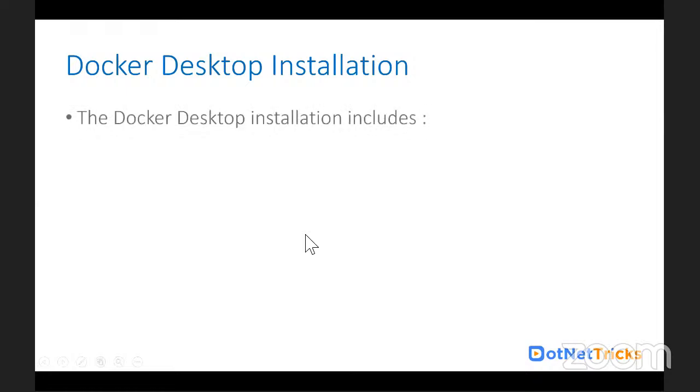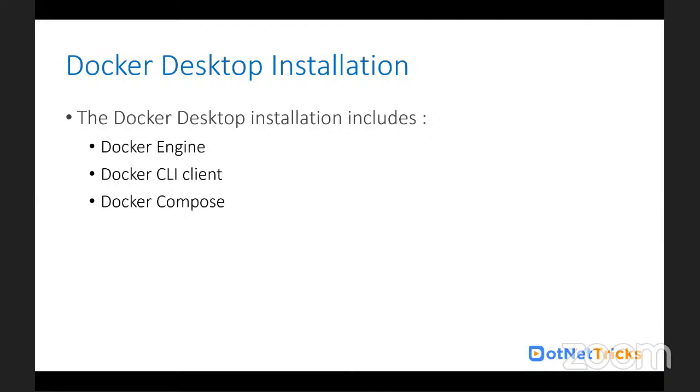Docker Desktop installation includes all the necessary things required for building our application with the help of Docker. It will have the Docker Engine and the Docker CLI client. Nowadays we use CLIs. If you are using Angular, we have the Angular CLI. If you are using .NET Core, we have the .NET Core CLI also. Similarly, we have the Docker CLI, which helps us query the Docker daemon, the Docker Engine. So the Docker daemon we can query with the help of the Docker CLI client. You will have Docker Compose support also.